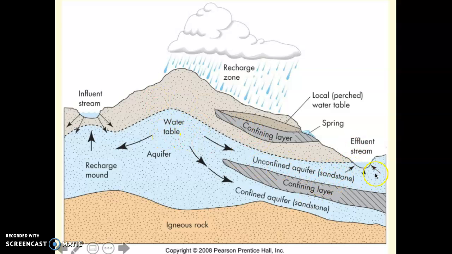And it shows also this effluent stream. I would call it a gaining stream. It's gaining water from the ground. You'll notice there's a spring here where the water table comes into contact with the surface. And a spring is just a term that we use for saying the water is coming out of the ground in that location.